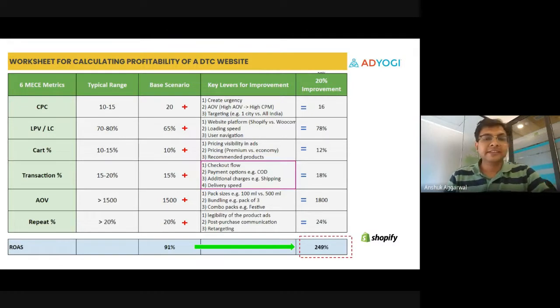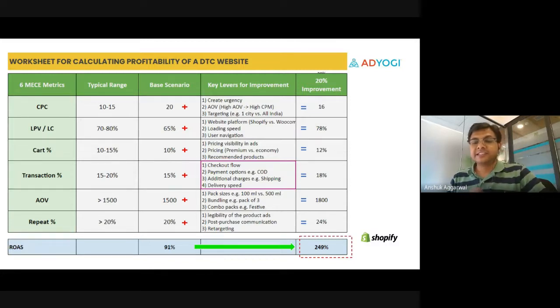What we have done is we've identified levers for improvement, and we're saying that if each lever is able to improve the metric by 20%, of course 20% sounds a little aggressive, but we have more than one lever also, which means the CPC will go down to 16, the LTV to LC will increase to 78, cart to 12, transaction percentage will improve to 18%, AOV will go up to 1800, and repeat customer rate will increase to 24%. If you put all these together and calculate the ROAS actually comes up to 249%.